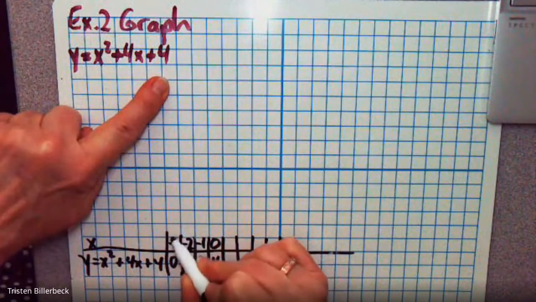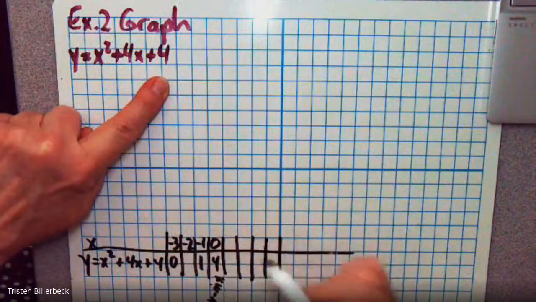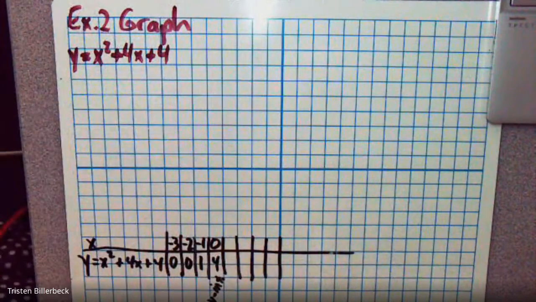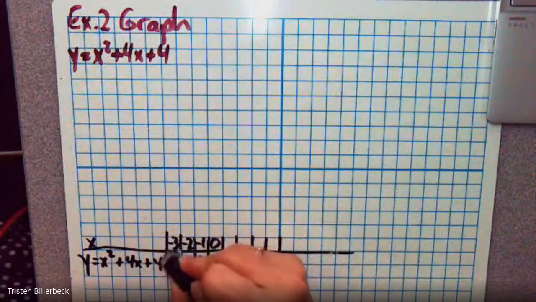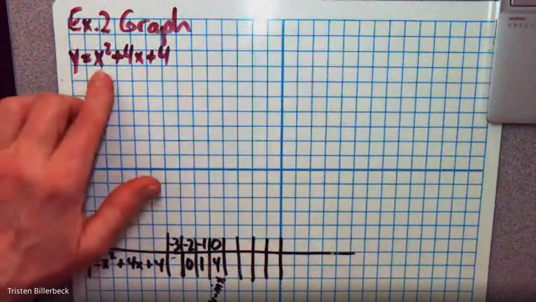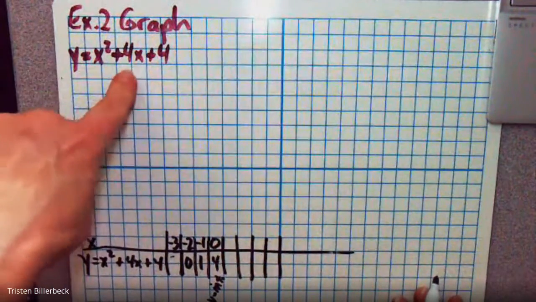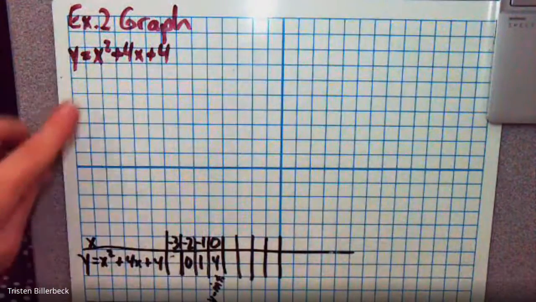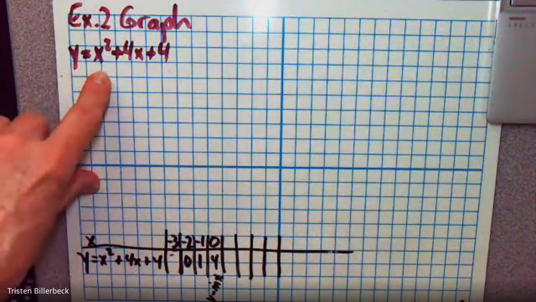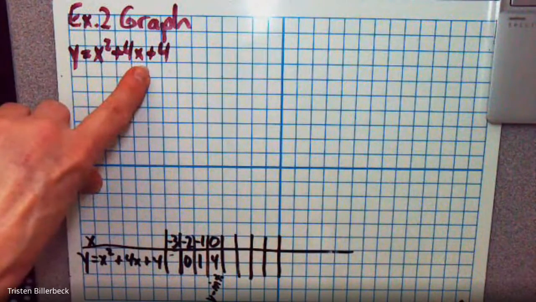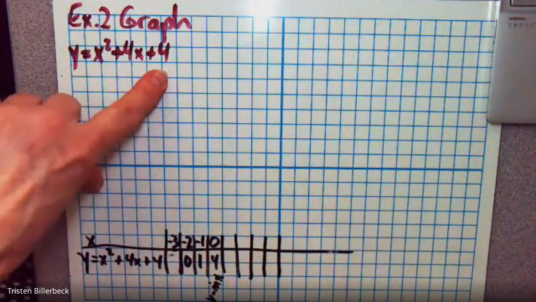So that was wait, I haven't done -3 yet. Okay. So let's do that again. So 4 plus -8 is -4 plus 4 is 0. -3, 9. And then 4 times -3 is -12. So that's -3 plus 4 is 1.